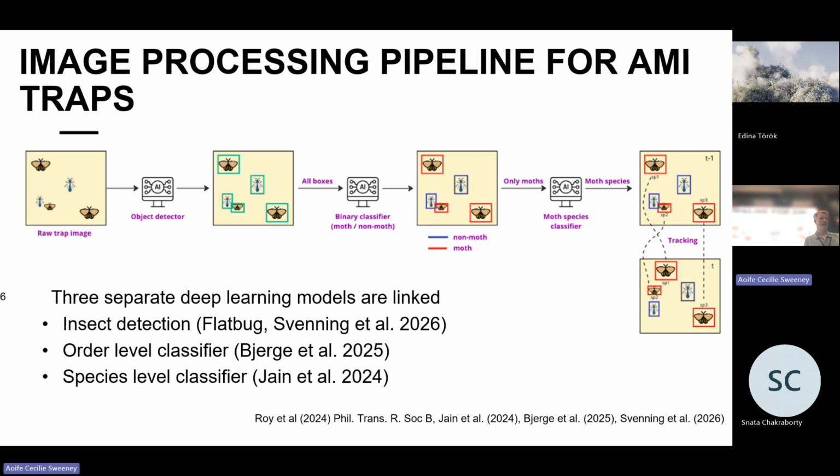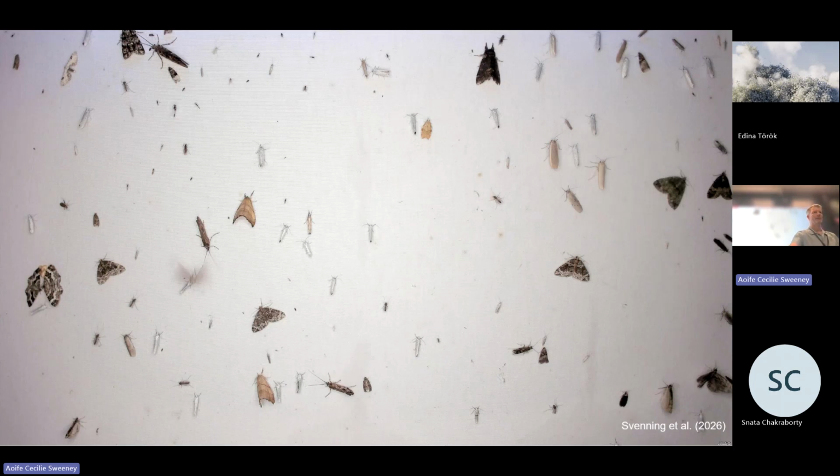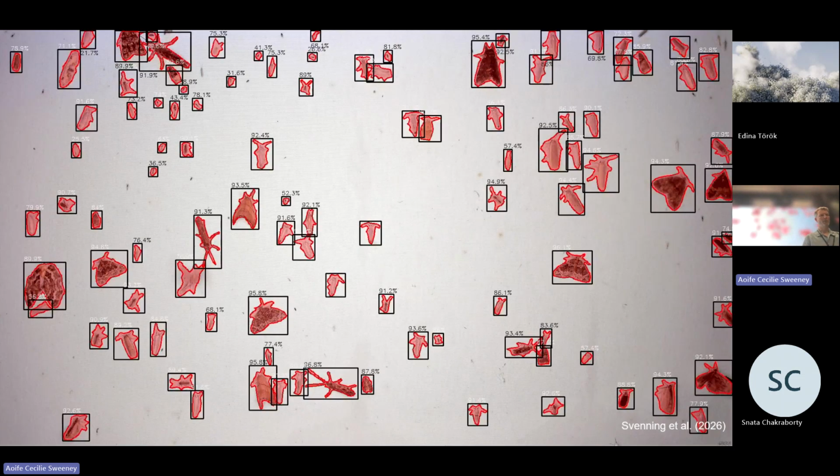So for a camera trap focused on a uniform background, I think now we have a series of detection models or localization models, including Asger's great work on the Flatbox localization algorithm, Kim's work on the order classifier, and various efforts to classify moths using deep learning algorithms. So for the localization, I think you've seen images like this before. This is what Flatbox does to localizing such images.